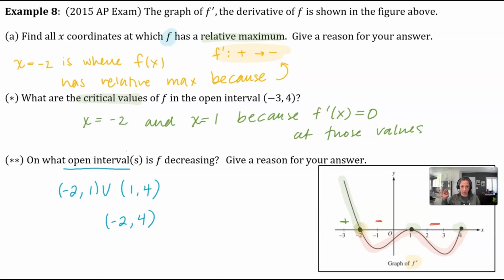Open intervals are just telling me I don't want to include those endpoints, which then becomes that question of whether or not we include the 1 where it was 0, but we were decreasing up until 1 and decreasing right after 1. So how do we really differentiate that? So either of these I would accept on something like example 8.